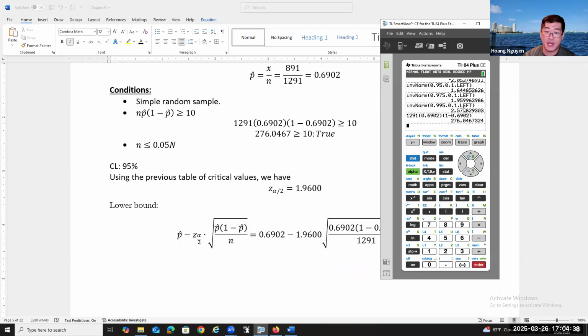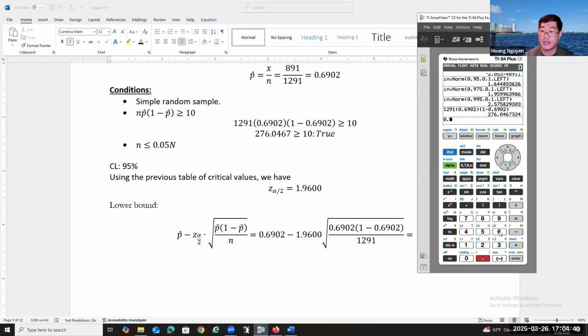Okay, let's give it a try then. So 0.6902 minus 1.96 times the square root of 0.6902 times 1 minus 0.6902, divided by 1291. Okay. Hit the enter key. Okay. So the answer for the lower bound will be 0.6650.